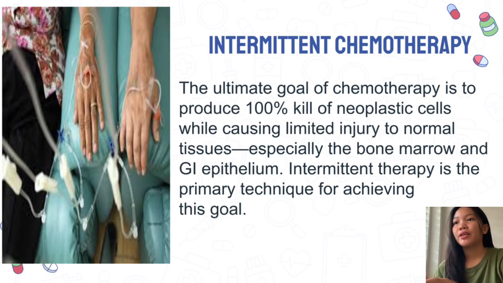Intermittent chemotherapy. The ultimate goal of chemotherapy is to produce 100% kill of neoplastic cells while causing limited injury to normal tissues, especially the bone marrow and GI epithelium. Intermittent therapy is the primary technique for achieving these goals. In other words, intermittent chemotherapy has been shown to reduce toxicity and improve quality of life.